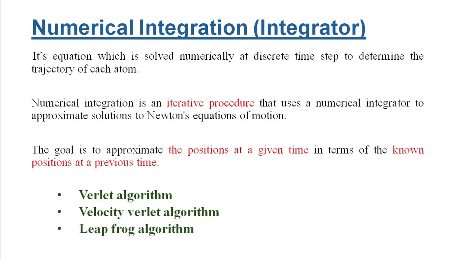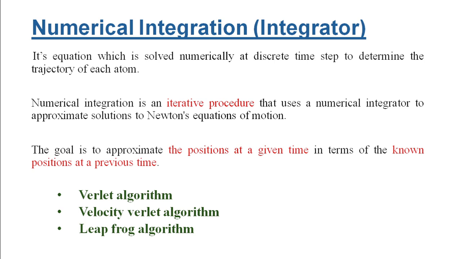That means we are trying to assess or approximate the new position of each atom. Okay, that means we are continually solving this equation. It's a repetitive procedure. That's why it's a numerical integrator. So the target of this numerical integrator is to approximate the position of any atom at a given time in terms of the known position at a previous time. So before 2 femtoseconds we know the position of one atom, and after 2 femtoseconds we approximate the new position of that atom. Similarly, we approximate this position change for each and every atom present in a molecule.